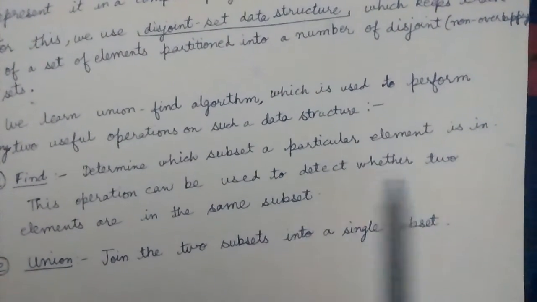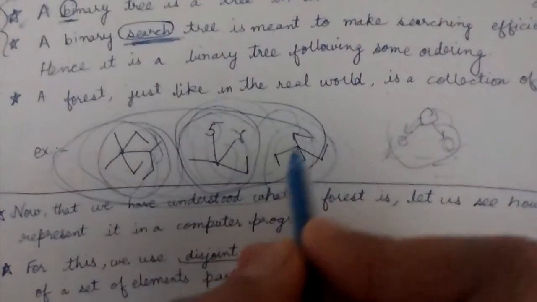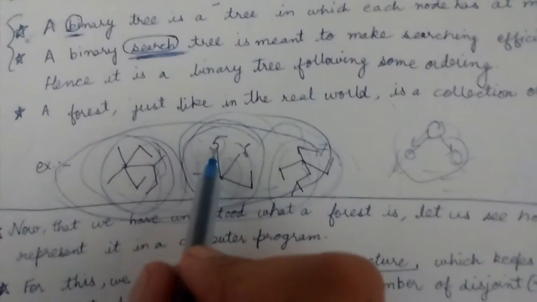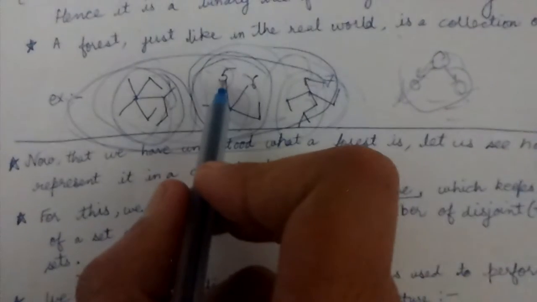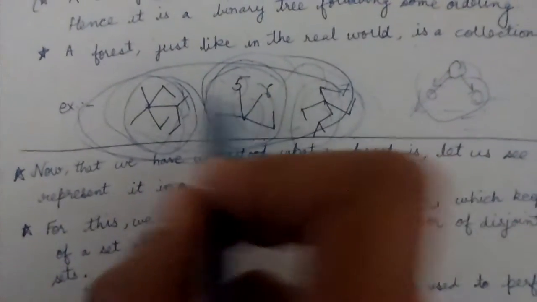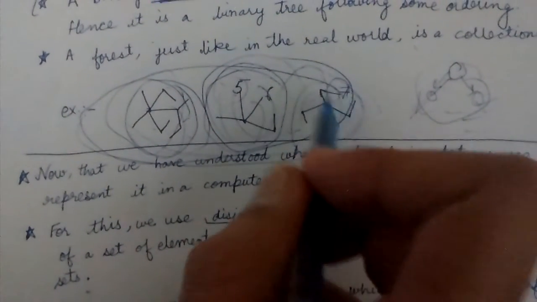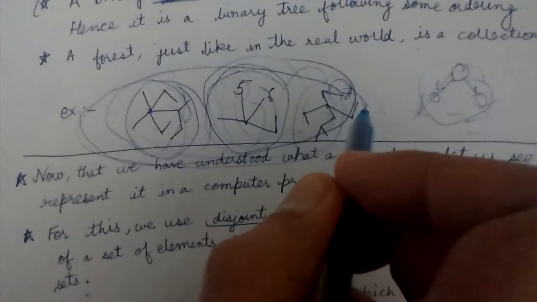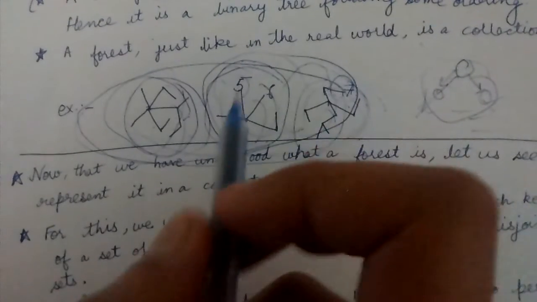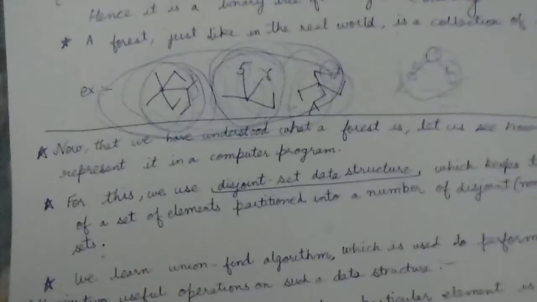Determine which subset a particular element is in. This operation can be used to detect whether 2 elements are in the same subset. So let us say 6, 7. You might ask me 3 questions. Which subset is 5 in? I will say the middle one. Which subset is 6 in? I will say the middle one. So you will conclude that 5 and 6 belong to the same disjoint subset. Then you will ask which subset is 7 in? I will say the right disjoint subset. So you will conclude that 5 and 7 belong to different subsets. So that is the usage of this find operation in our algorithm.